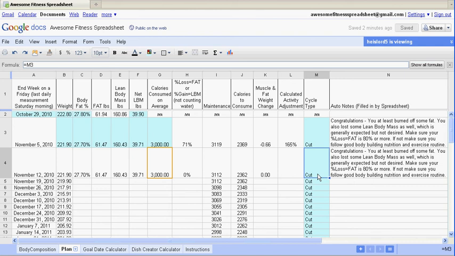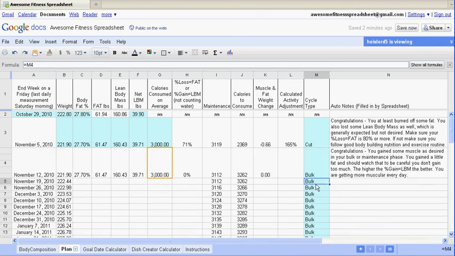Let's do bulk. So bulk, same basic concept, except I said I want to add 150 calories a day. So my calories consumed will be 3,262 every day. That's just a small surplus while I'm bulking.